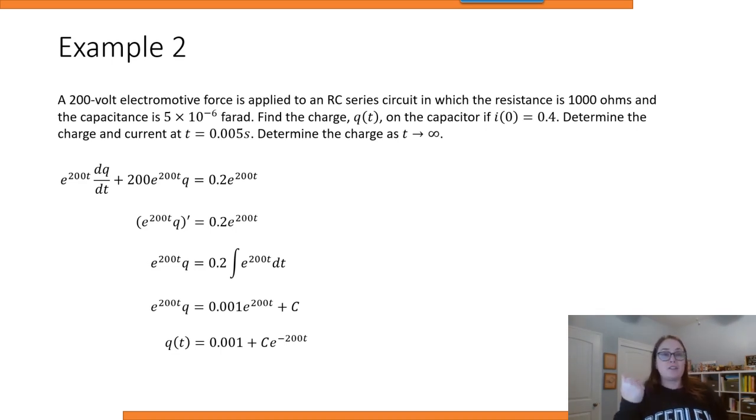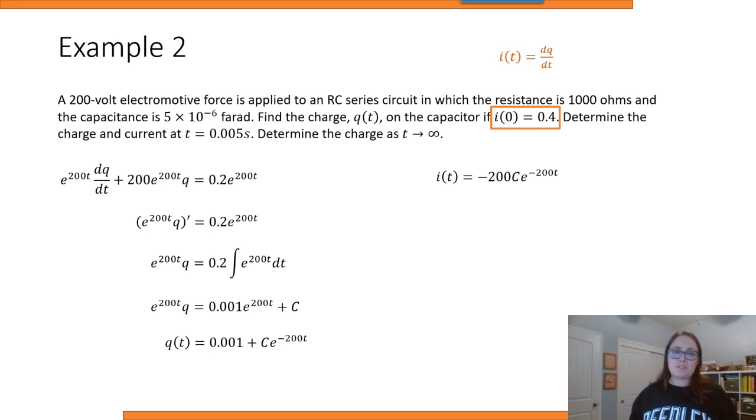Okay, so I found the first thing they asked for, the q of t, although I haven't found the constant of integration yet. They gave me some initial conditions, but those were for I, not for q. And I have to find the charge and the current, so I need to find I of t as well. It helps to remember that I of t equals dq/dt. So if I just take the derivative of the answer I just got, then I can find I of t. The derivative of 0.001 is 0, and the derivative of c e to the negative 200t gives me negative 200c e to the negative 200t.